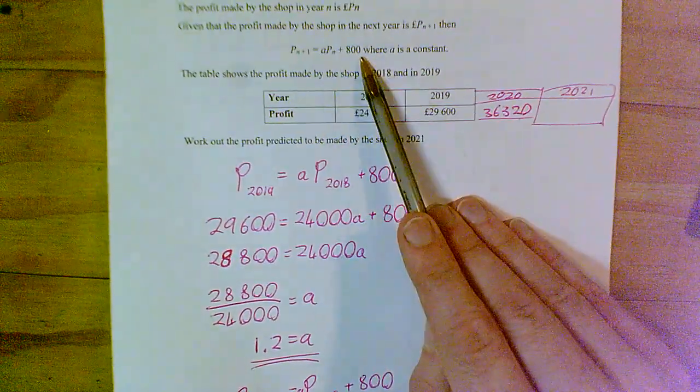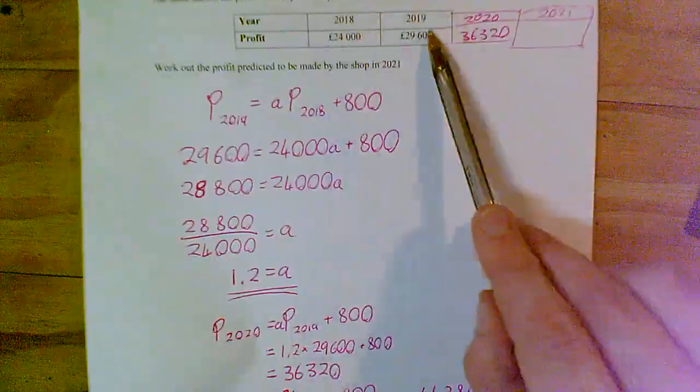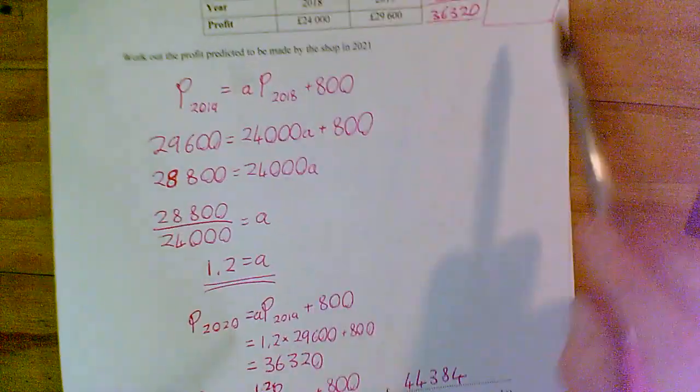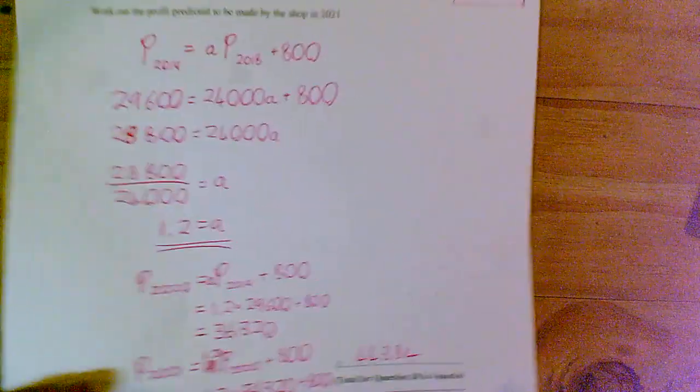Multiply it by a number, add 800. Work out what the number is. That's all you've got to do. Multiply it by 1.2, add 800. Multiply it by 1.2, add 800. You could do that ad infinitum.